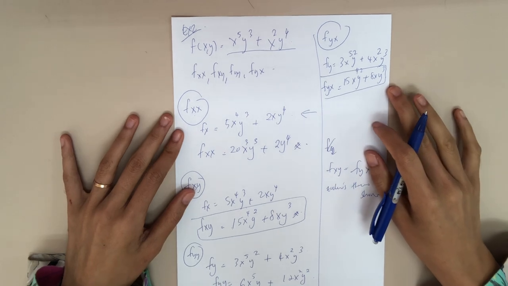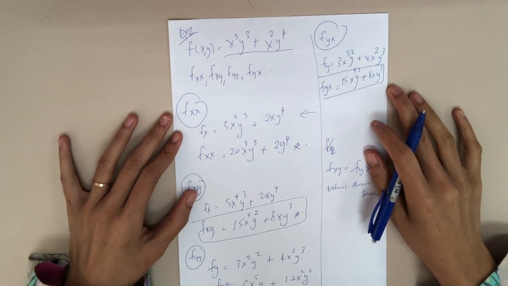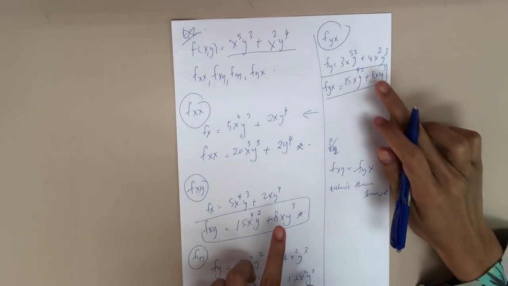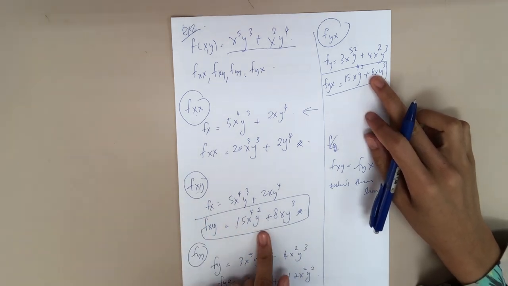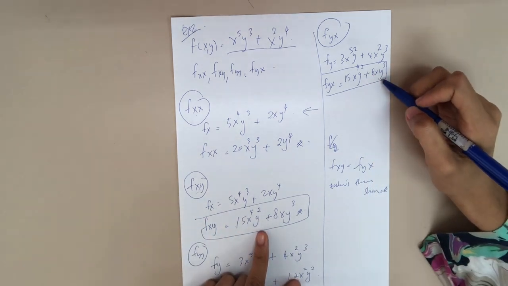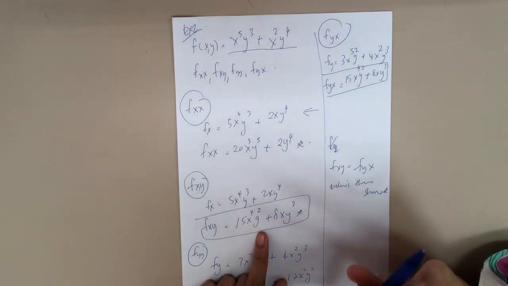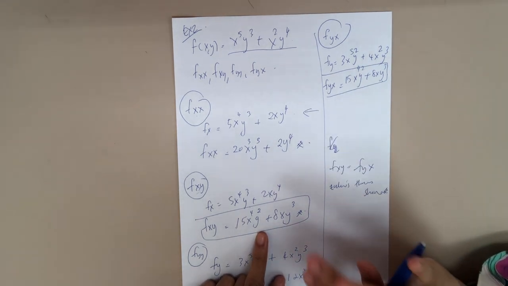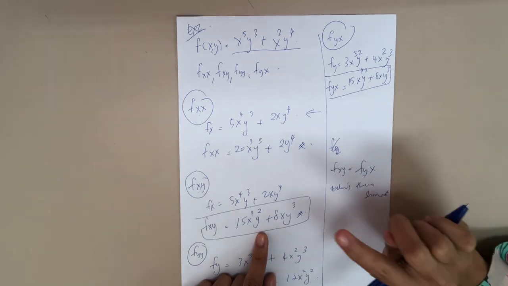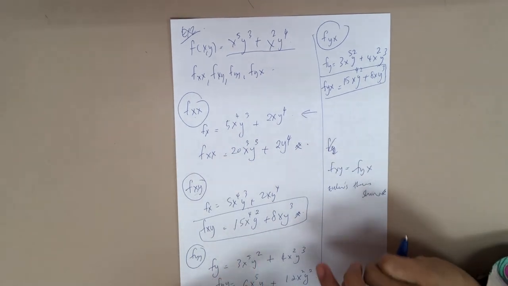And indeed you should get the same answer. If, for example, this is your answer for fxy but you get a different answer for fyx, that means one of them is wrong, because the final answers for fxy and fyx must be equal. It must be the same.